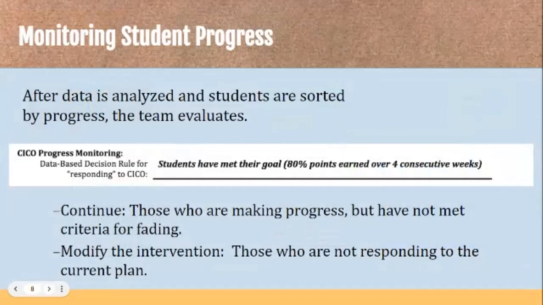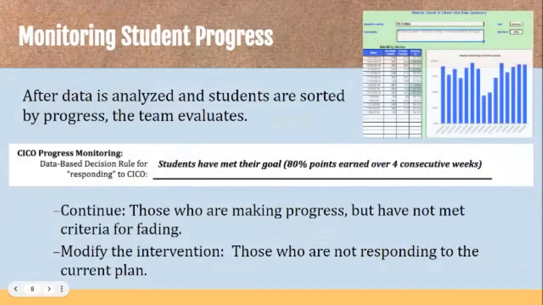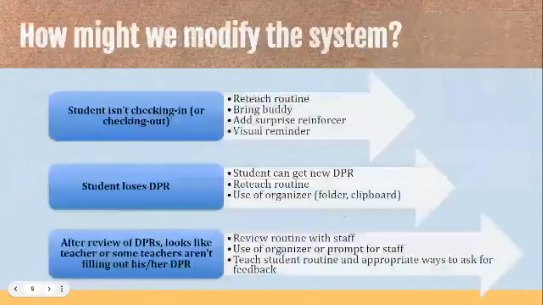An important part of the intervention is monitoring student progress using data. Students have met their goal with 80% points earned over 4 consecutive weeks, or an upward trend is indicated in the graph shown on the slide. The student's DPR data is entered into a spreadsheet either daily or weekly. The data is then organized into graphs to show Tier 2 team members in order to monitor and evaluate student progress. The team decides whether or not to continue the student plan, or whether to fade, modify, or graduate.